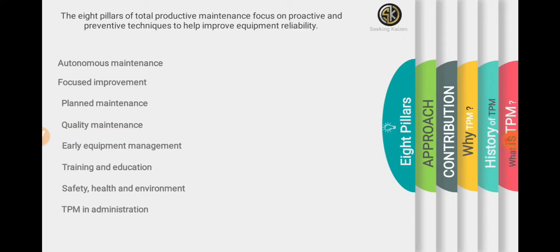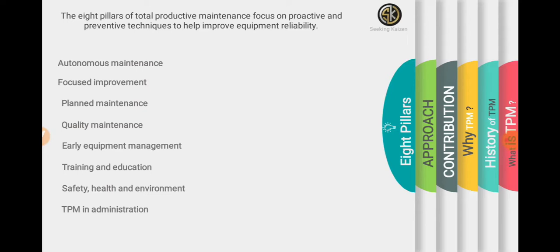The last pillar, TPM in administration. So a good TPM program is only as good as the sum of its parts. Total productive maintenance should look beyond the plant floor by addressing and eliminating areas of waste in administrative functions. What I mean to say is that TPM can be executed on the production floor, but there might be some problems on the plant floor where the root cause is not on the plant floor. It can be an administrative issue also.